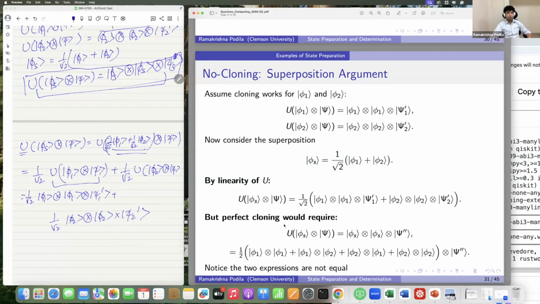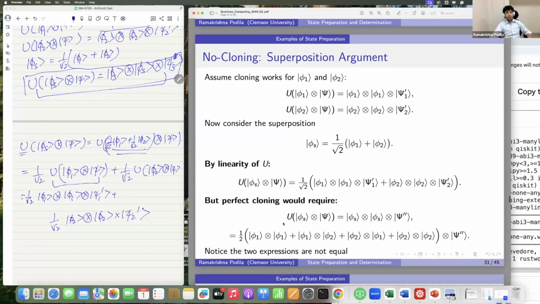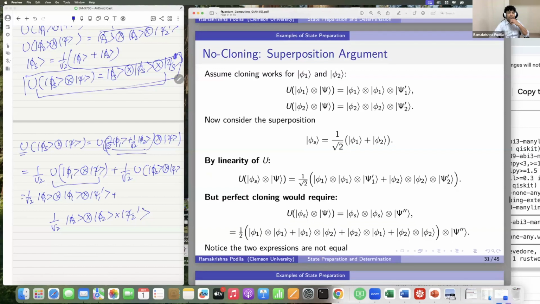Were you able to follow the proof of why no cloning is possible? Please answer yes or no. Okay.